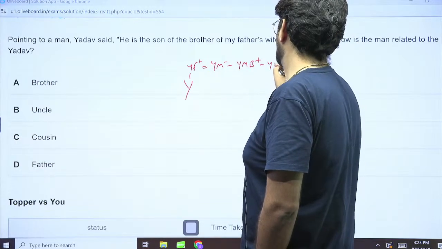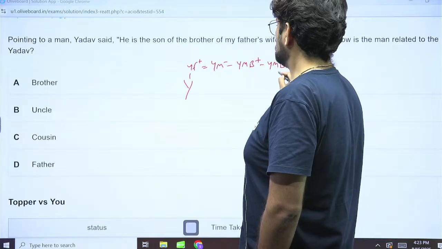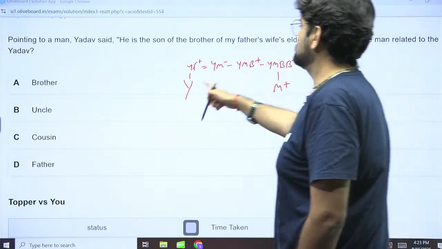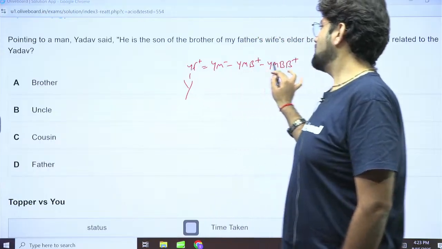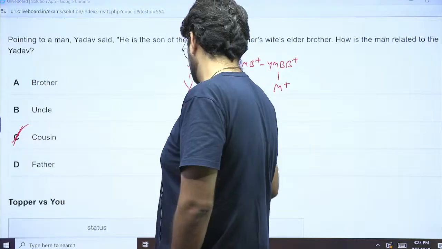So this is brother's brother, and he is the son. That man is the son. So how is the man related to Yadav? He is a cousin. Basically, he is a maternal cousin, right? So cousin, option C is the right answer. This is not a big deal.